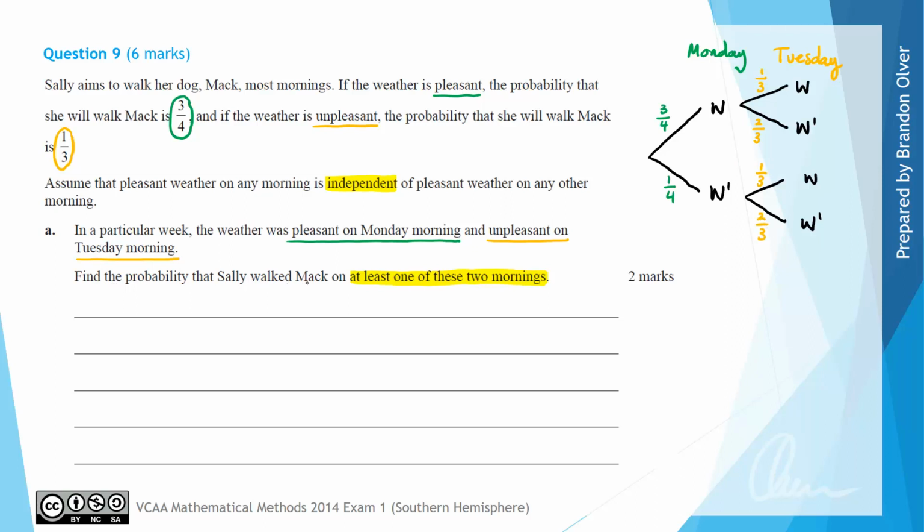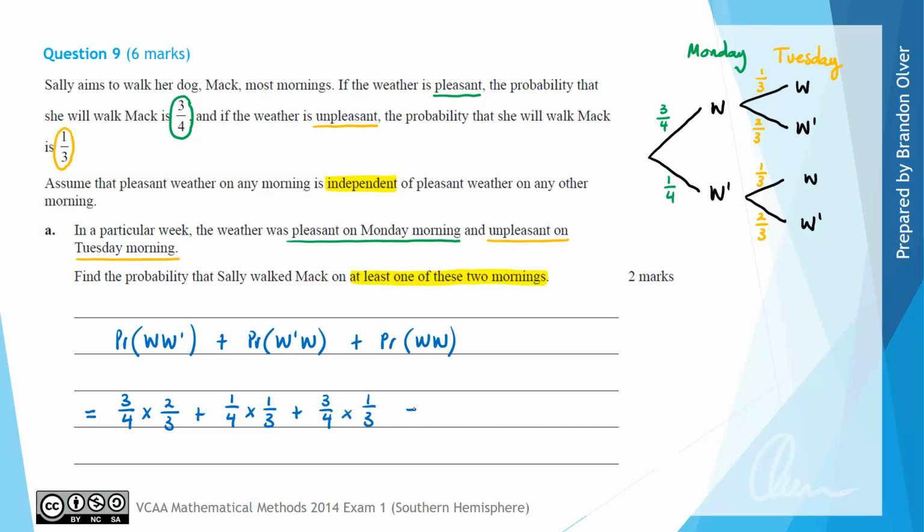So the probability that Sally walks Mac on at least one of the two mornings is equal to the probability that she walks Mac on Monday but not on Tuesday, plus the probability that she doesn't walk Mac on Monday but walks him on Tuesday, plus the probability that she walks him on both days. From our tree diagram, that's 3/4 multiplied by 2/3, plus the probability that she doesn't walk Mac on Monday, 1/4, times the probability that she walks Mac on Tuesday, which is 1/3, plus the walk then walk again branch, which is 3/4 times 1/3.